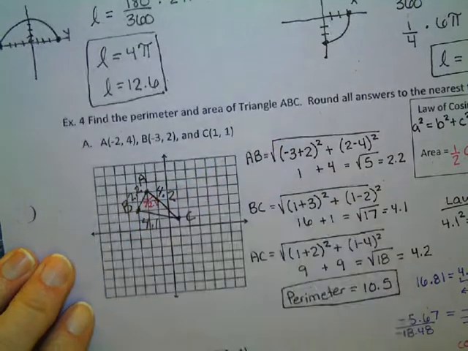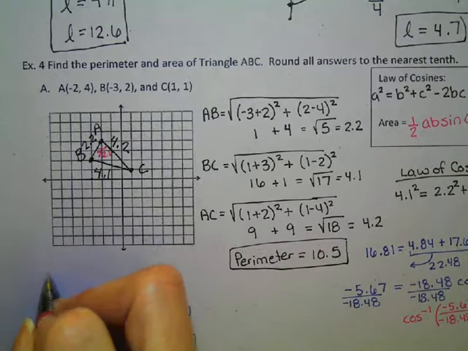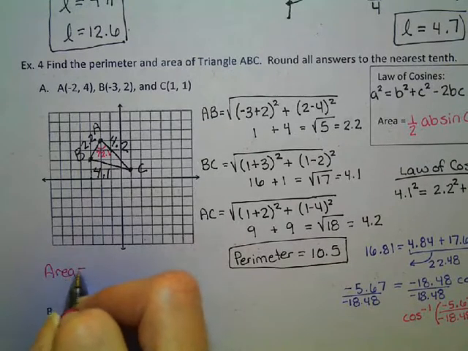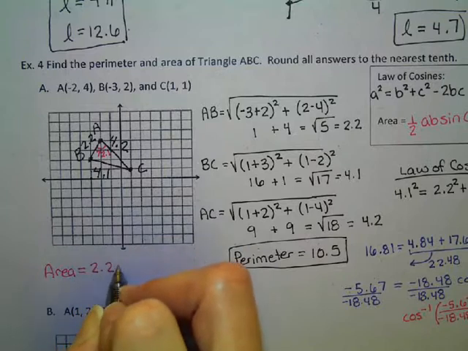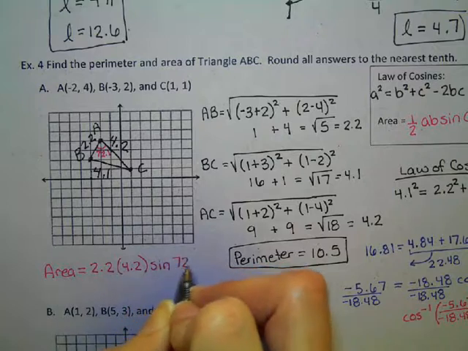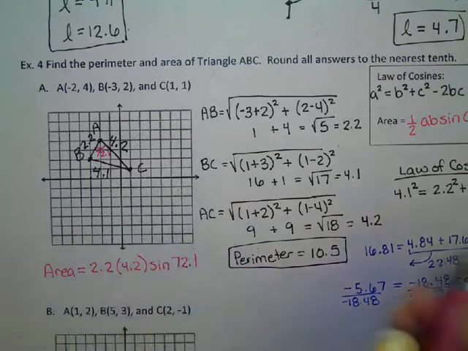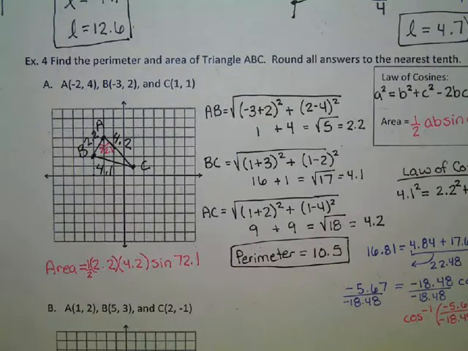Alright, so this area formula basically says you take 72.1. In order to find the area, you want to take the two sides on each side of that angle. So the A and B represent the sides on each side of that angle. So to find area, we're going to take 2.2 times 4.2 times sine of 72.1.